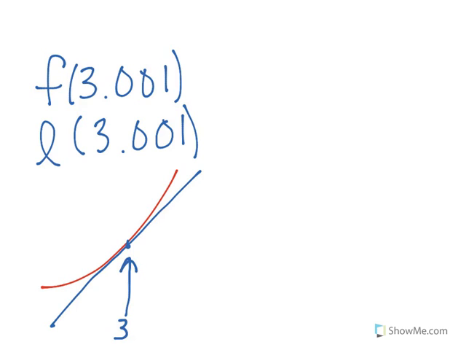Okay, so this time we're using 3.001, which is closer to the value 3. You would expect much less error as you get closer to there. So I put 3.001 into the original function, and my calculator gave me back 16.2216. And then I put 3.001 into the equation for the line, and I got back 16.2216.